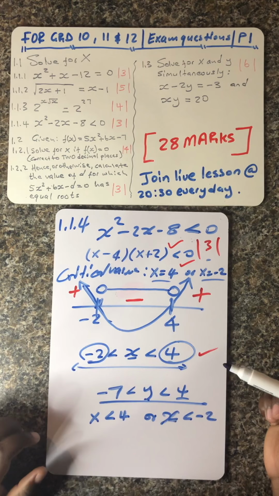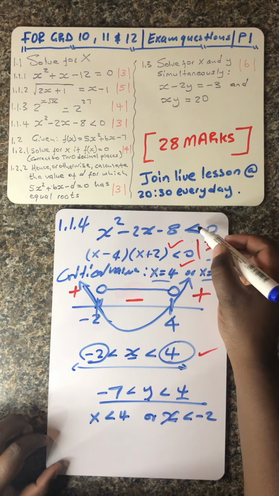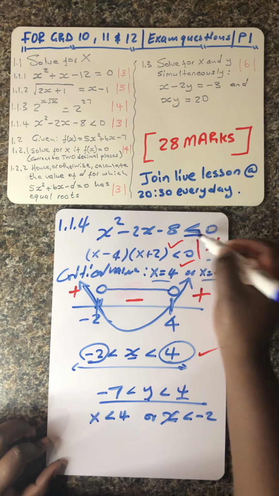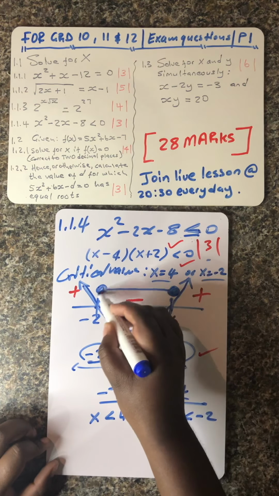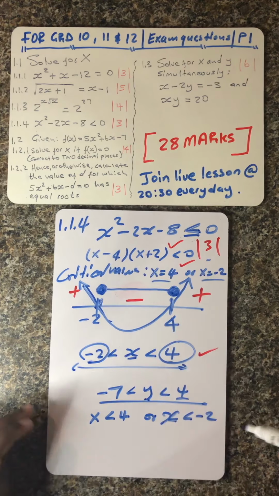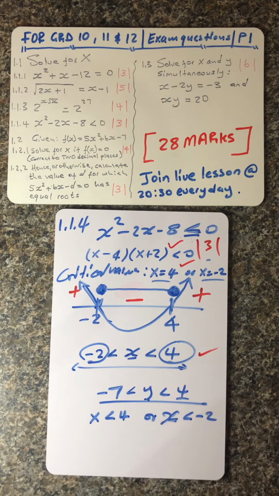So a good question might be asked. One would say, what if it was less than or equal to? So that's where in those circles you make a solid circle. It's not an empty circle. So that's the difference. So guys, let's have a glass of water and get ready for the next question.